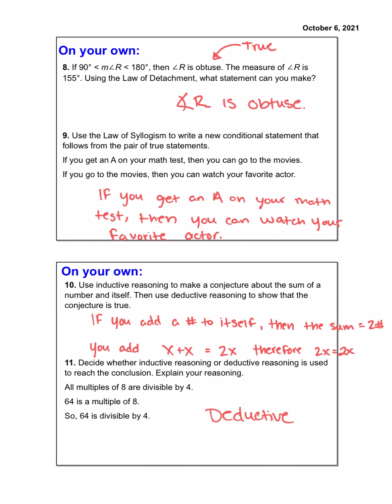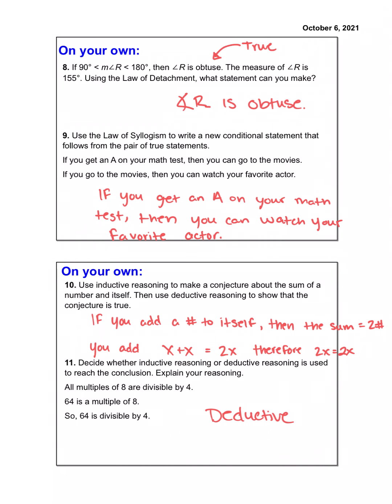Number 10, you're using deductive reasoning to show that the conjecture is true. So you have a conjecture about the sum of a number and itself. It's saying if you add a number to itself, then the sum will equal 2 times that number. So you add x plus x, so you add a number to itself. We know that x plus x is 2x, so therefore 2x is equal to 2x because it's 2 times that number that you added together.